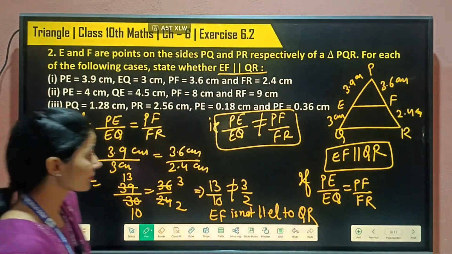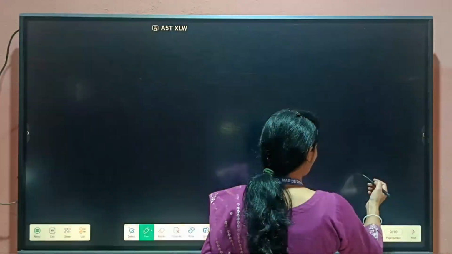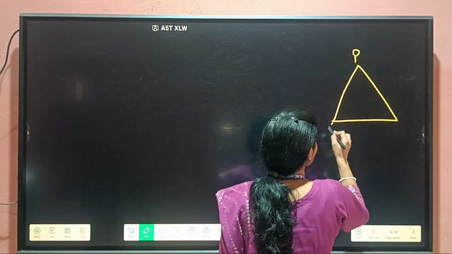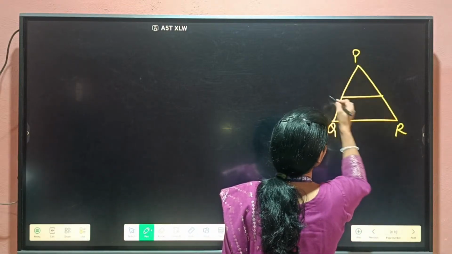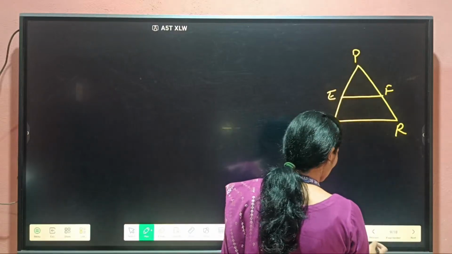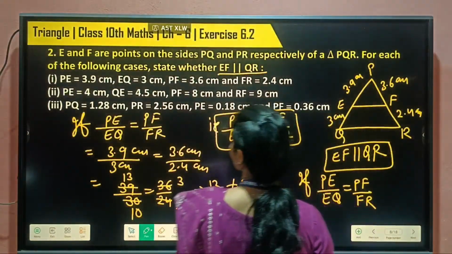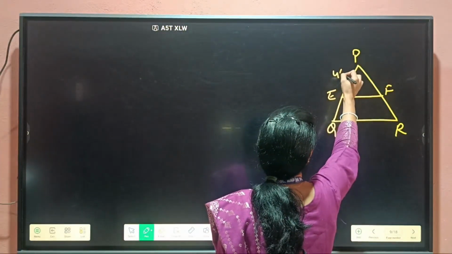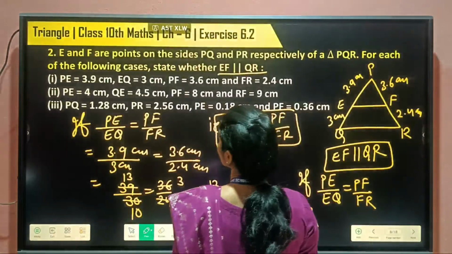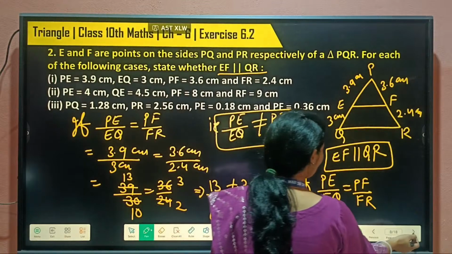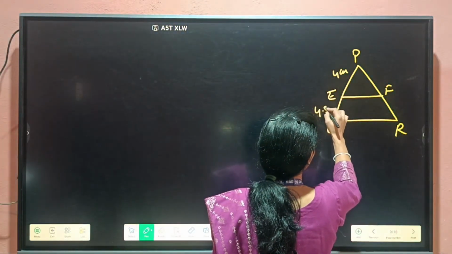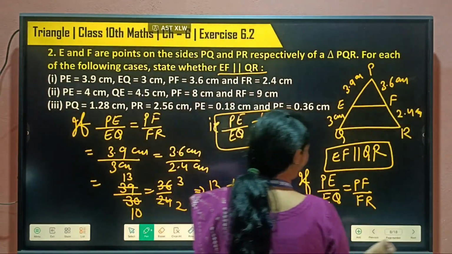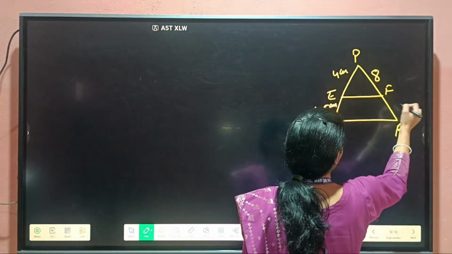In the second part, what is the second part? Draw a triangle PQR, and this is EF. Let us write what sides are given to us. PE is 4 centimeter, QE is 4.5 centimeter, and PF is 8, RF is 9.